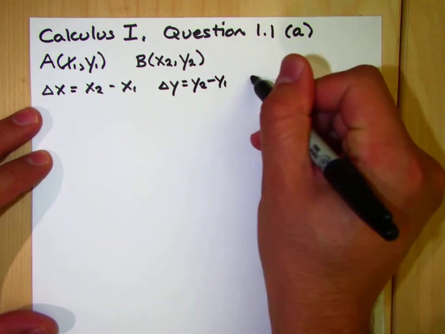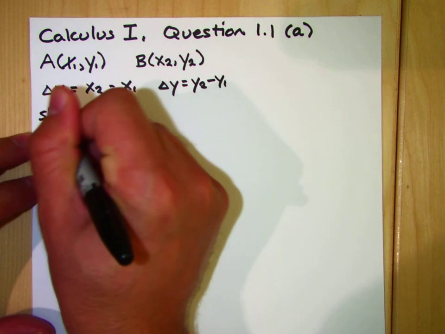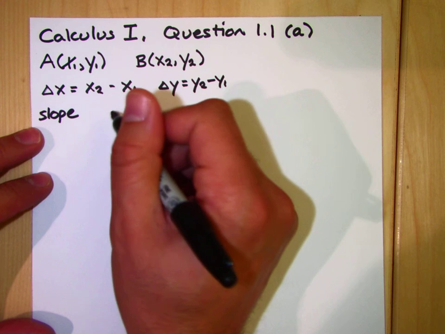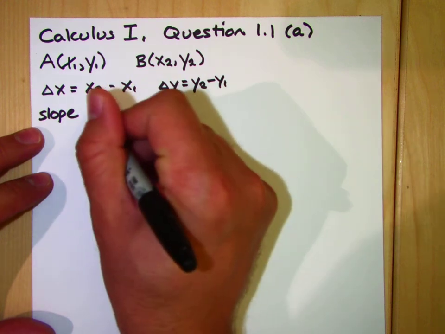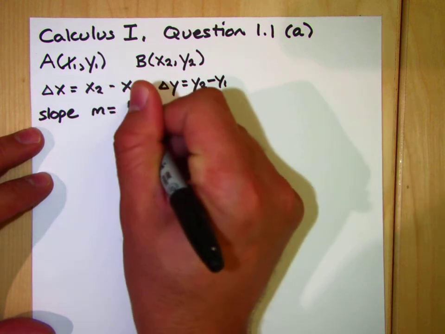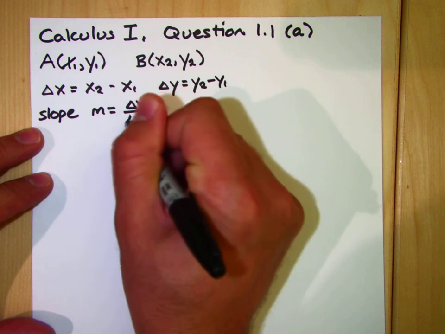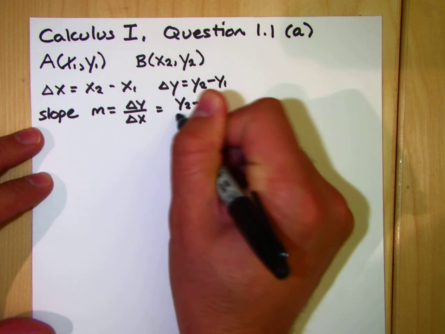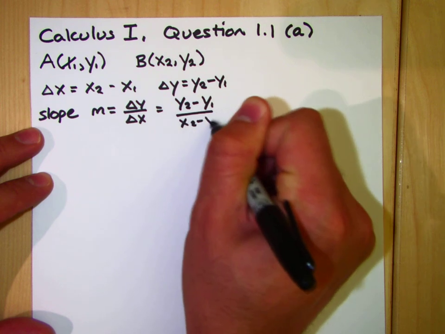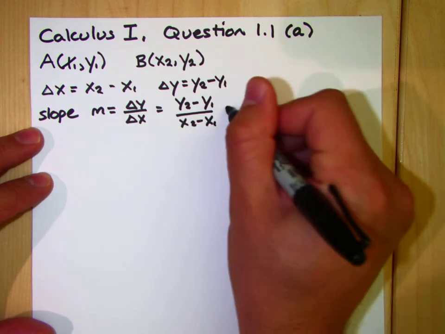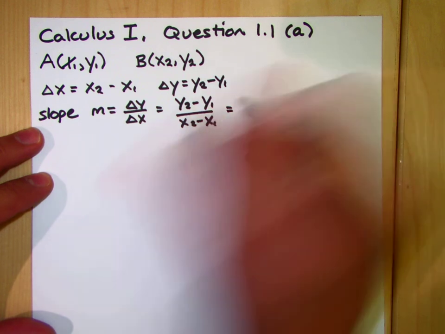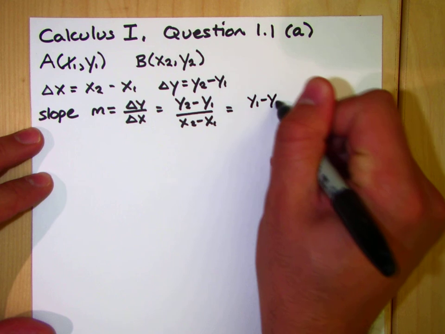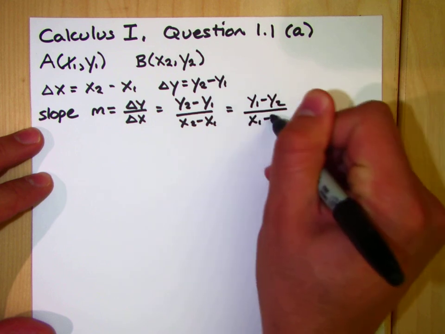The slope of the line that joins these 2 points is equal to delta y over delta x. And so this is equal to y2 minus y1 over x2 minus x1. Now this also equals, just so you know, we can flip the subtraction on both sides and we still get the same number. So this is also equal to y1 minus y2 over x1 minus x2.